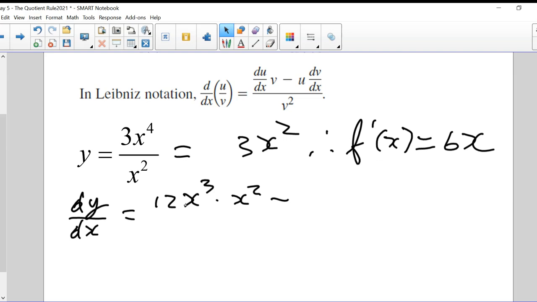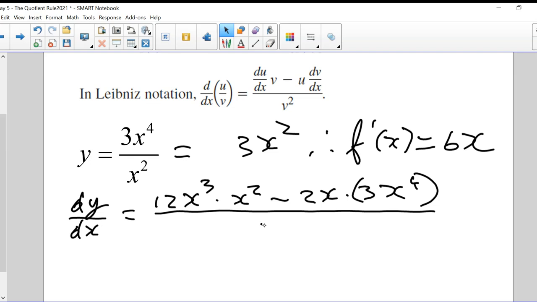So start off with the derivative of the top times the underived bottom, minus the other way around, which is 2x times the 3. So we've derived the bottom, we're going to multiply it by the underived top. So that would be times the 3, I put it in brackets actually, 3x to the power of 4. And we're going to divide all of that by the x squared squared.